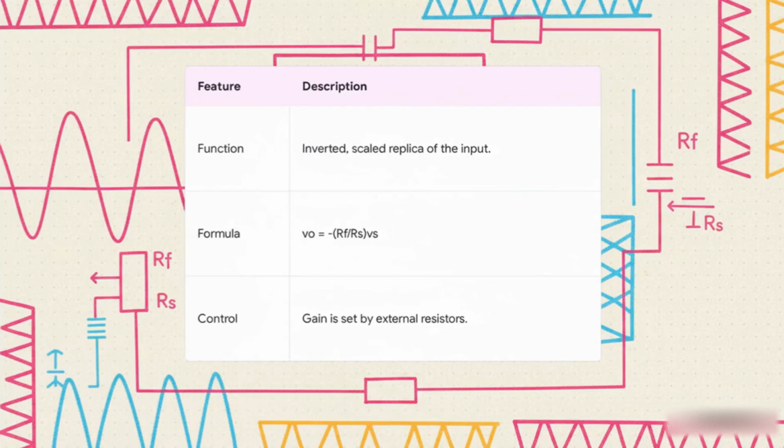So what this circuit does is it takes your input signal, literally flips it upside down, inverts it, and then scales it up or down. But here's the best part. You have total control. How much it gets scaled, we call that the gain, is set by nothing more than the ratio of 2 resistors that you get to pick. It makes the whole thing super predictable and super useful.